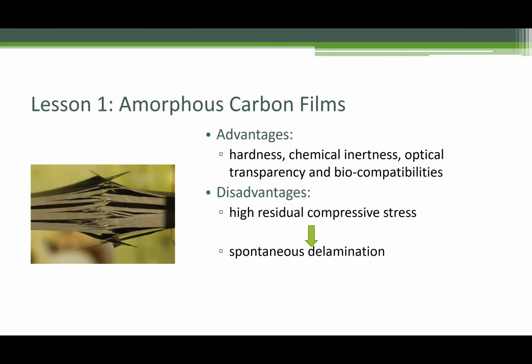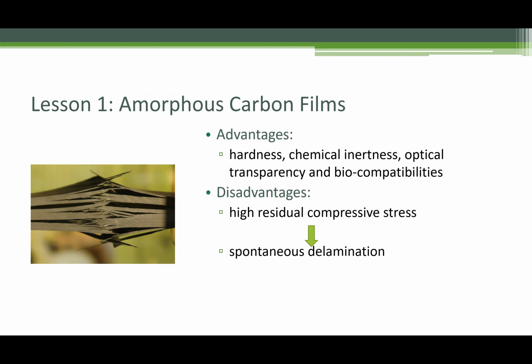Amorphous carbon films attract lots of interest because of their hardness, chemical inertness, optical transparency, and biocompatibility. Some applications include plastic, healthcare industries, as well as in the fields of gas and water filtering. However, amorphous carbon films have high residual compressive stresses, which could lead to spontaneous delamination.